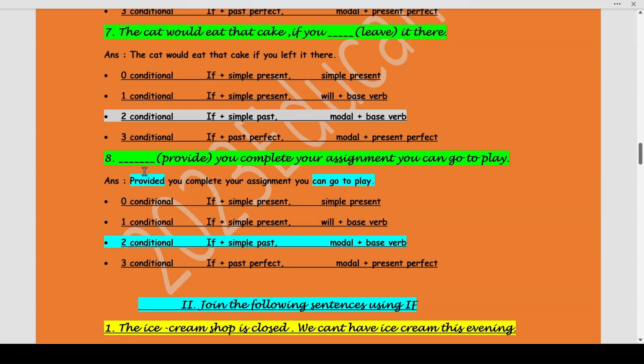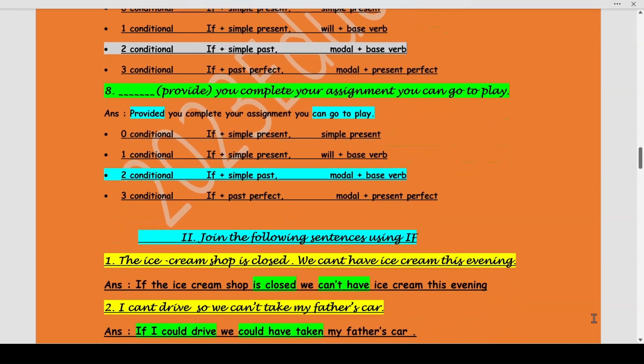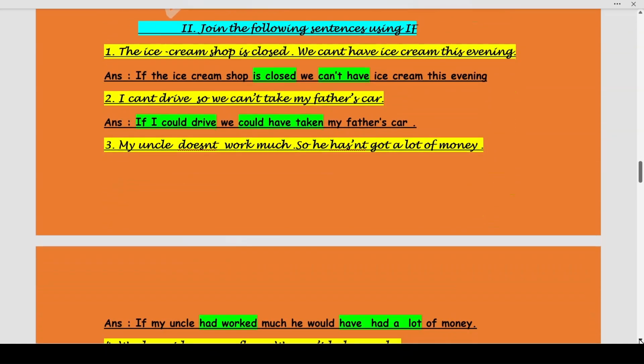Next. Number 8, dash provide you complete your assignment, you can go to play. Now you can go to play is in the simple present tense. So provided you complete your assignment, you can go to play. Now join the following sentences using if. The ice cream shop is closed. We can't have ice cream this morning. If the ice cream shop is closed, we can't have ice cream this evening. I can't drive, so we can't take my father's car. If I could drive, we could have taken my father's car.